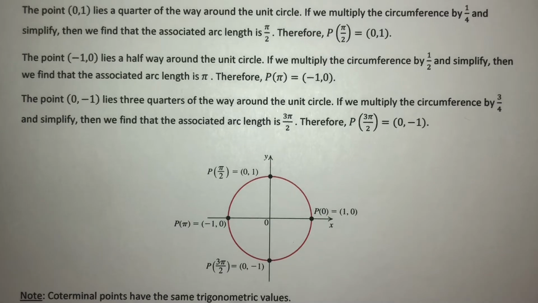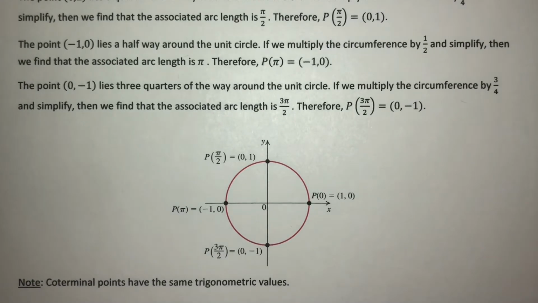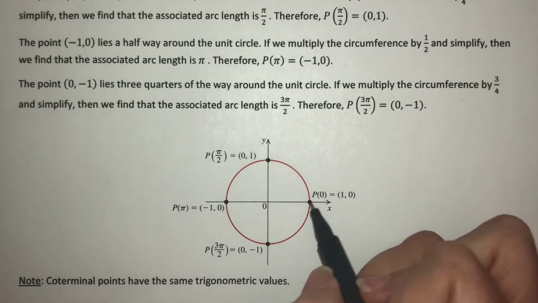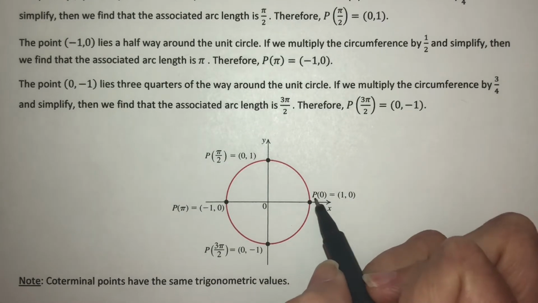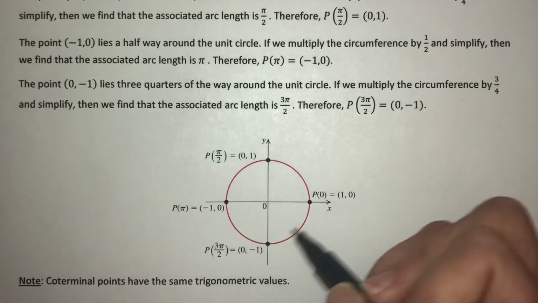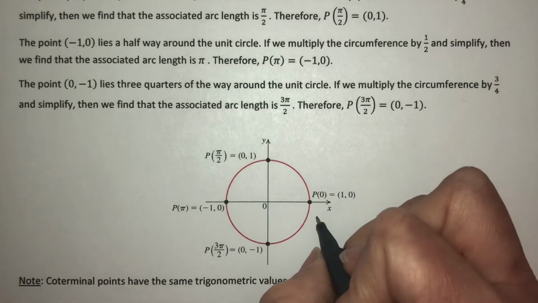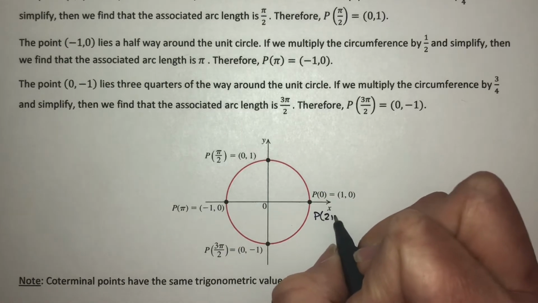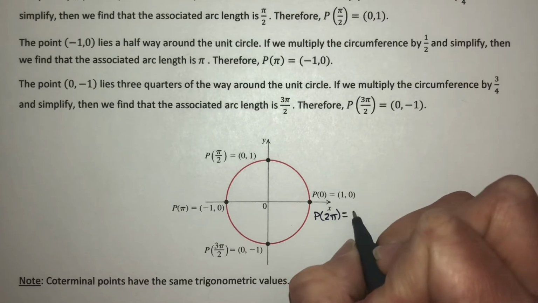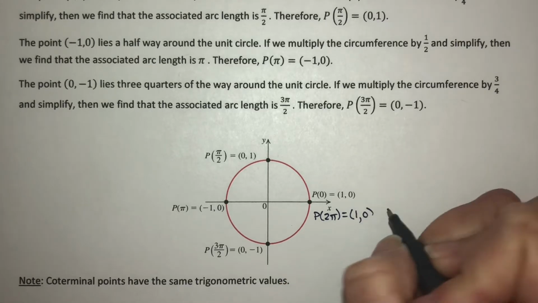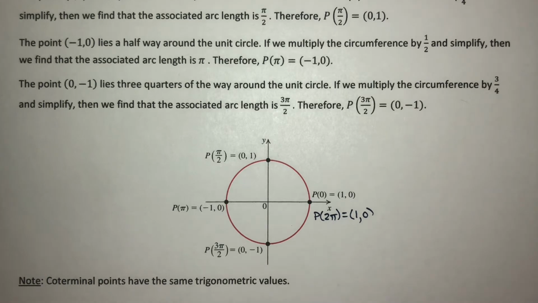And we want to note that coterminal points have the same trig values. So this is p of 0. All the way around would be 2 pi. So p of 2 pi is going to have the same associated point, so it has the same associated trig values.